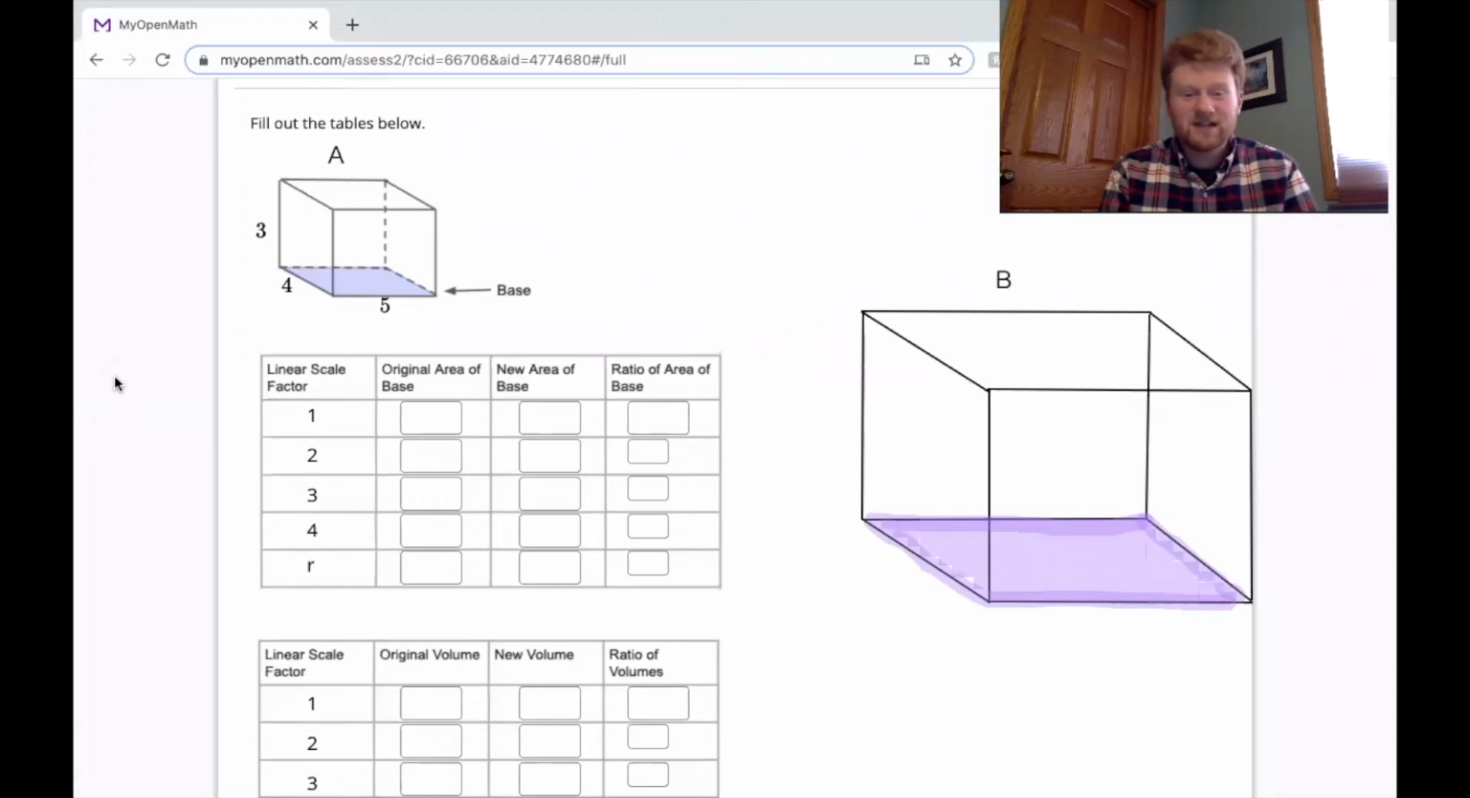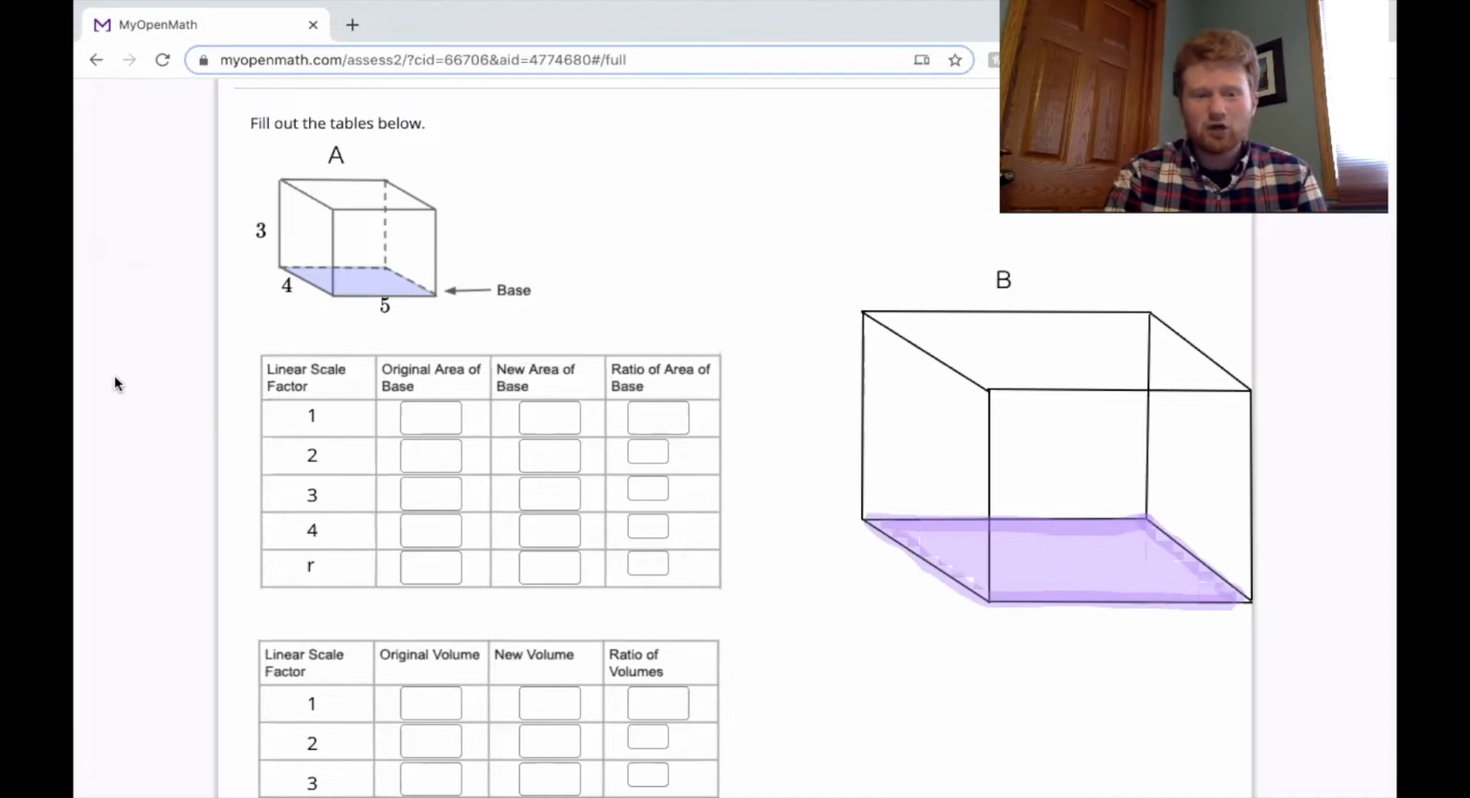Hi everyone. Today we're going to talk about similar figures and the relationship between their areas and their volumes. So you have already gone over a little bit about the similarity of similar two-dimensional shapes and how their areas are related between one shape and the area of another shape that is similar to it. But today we're going to take that one step further and talk about three-dimensional shapes.